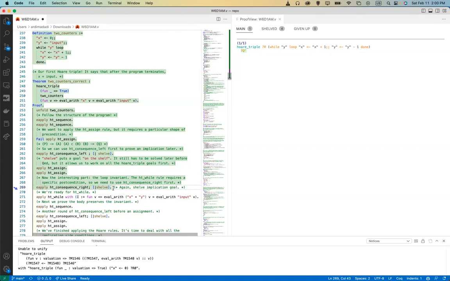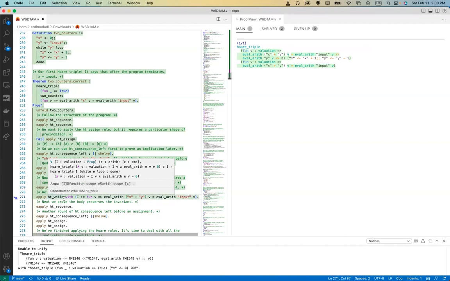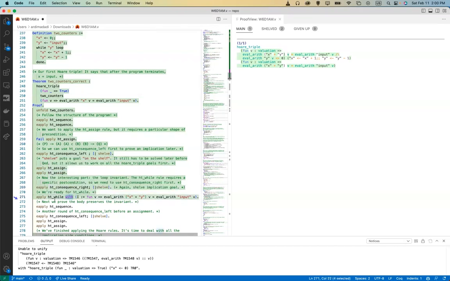And that brings us to the most important line in this proof, arguably the most interesting line as well, which is this line that applies the while rule. Just a gotcha to remember is that every time we apply this rule, we have to apply it with this "with" syntax to pass in the loop invariant that we have in mind.